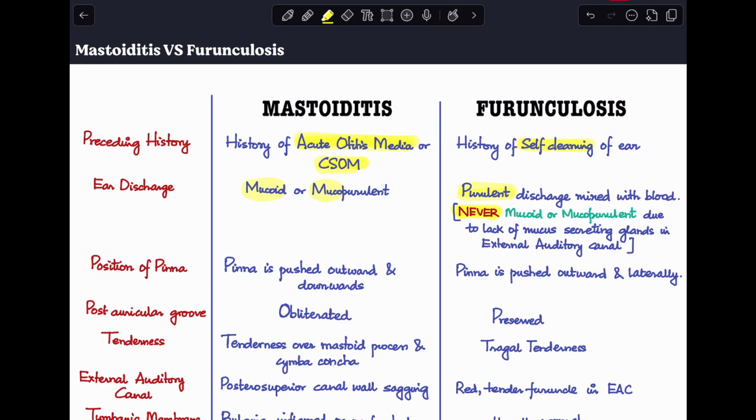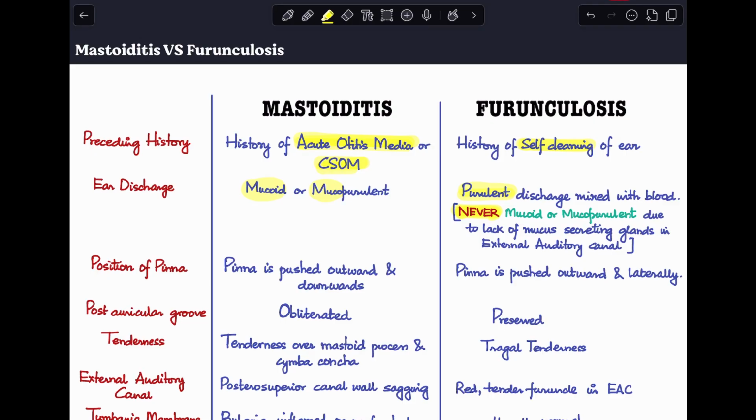Why is this important? The mucoid discharge that you see in mastoiditis is due to the presence of goblet cells in the middle ear. Now, these goblet cells or mucus secreting cells are not present in the external auditory canal. Furunculosis involves the external auditory canal. It is not involving the middle ear. That is why you'll never see a mucoid or mucopurulent discharge in case of furunculosis. So, this is a very defining feature to differentiate between both these diseases.